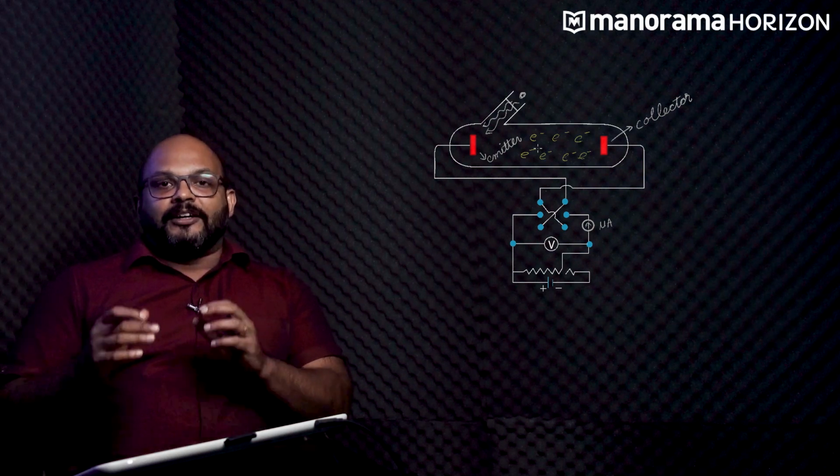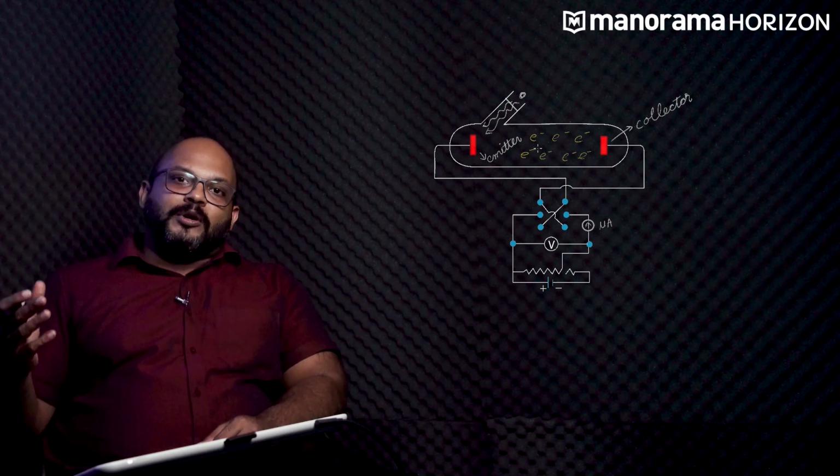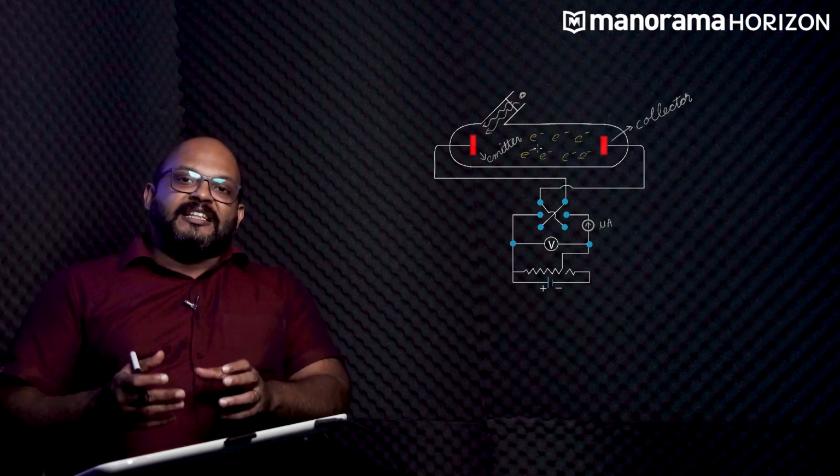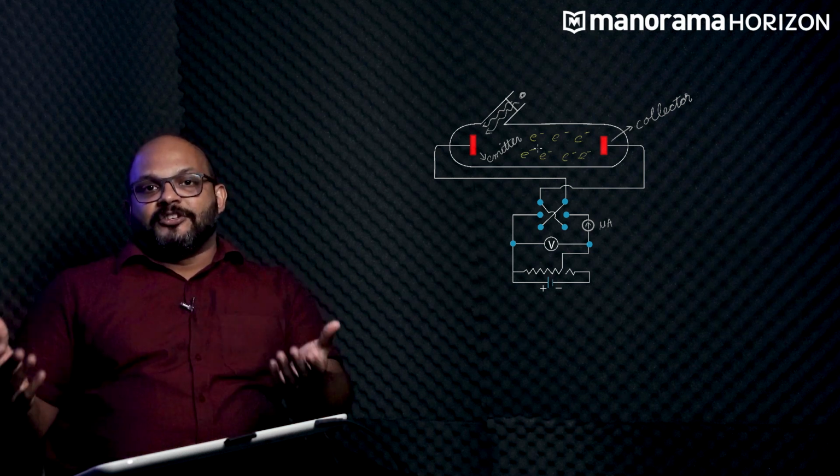Saturation current means that all the photoelectrons being emitted from the emitter are reaching the collector, so a further increase in potential will not increase the number of electrons, and as a result, the photocurrent becomes constant or saturated.